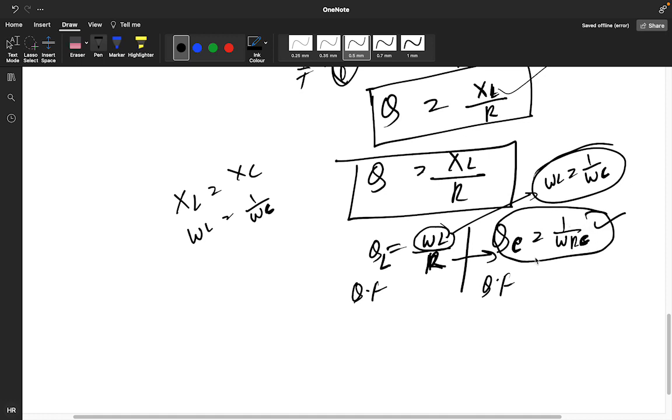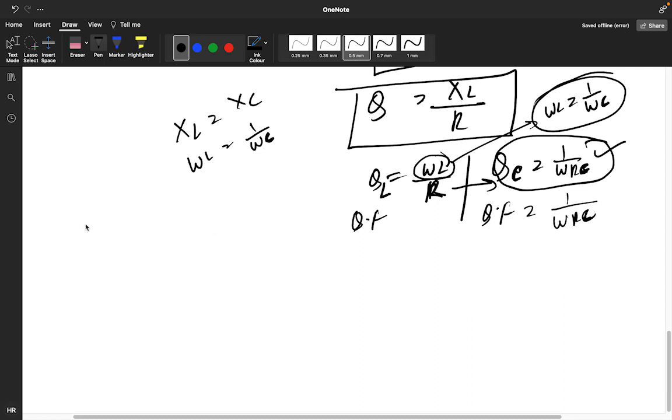We are not doing duality here. It's actually the main formula for a series network only. Quality factor is omega L by R, and because we discussed earlier that XL is equal to XC, omega L is equal to 1 by omega C. So instead of omega L, I am writing 1 by omega C, and I am getting the quality factor as 1 by omega RC also. There can be a lot of formulas for quality factor. Every formula will give you the same result for a series RLC network.